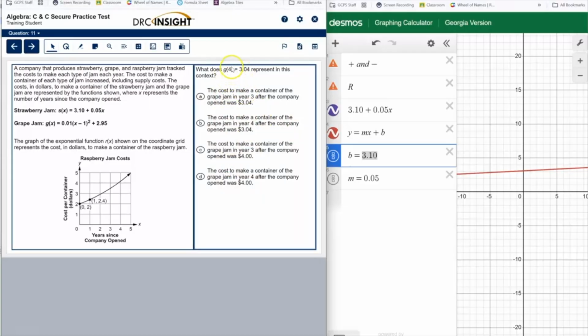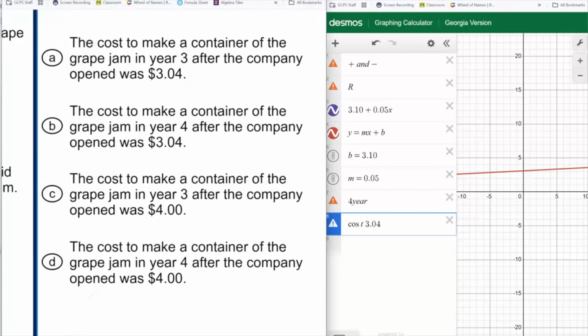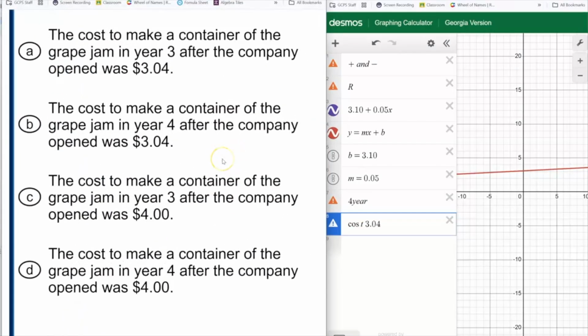So G of 4, and I don't remember if it's days, years, I can't even remember. Let's see, each year. Okay, so every year. So this is 4 years. So I'm just going to write that down right now. 4 years. Okay, so in 4 years, it's going to cost $3.04. Okay, the cost to make the container. Yeah, so the cost is going to be $3.04. So again, you determine your answer before you read your answer choices. So now I'm going to read my answer choices and see how they're going to try to confuse me.